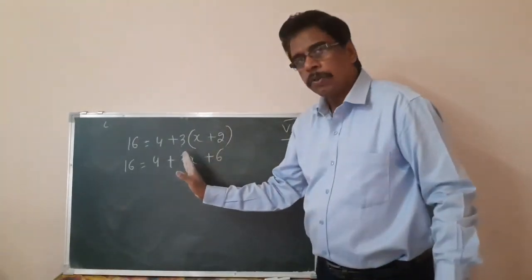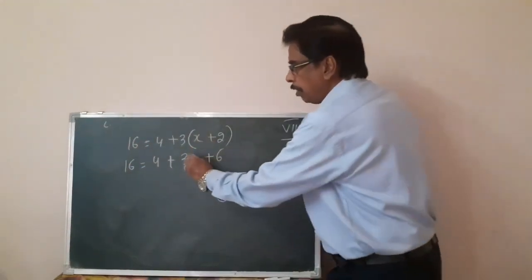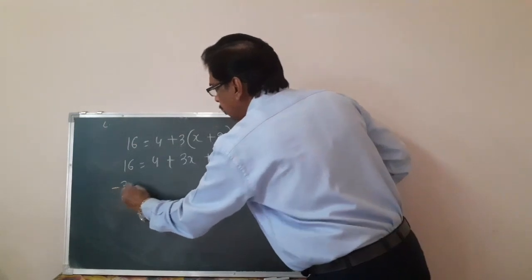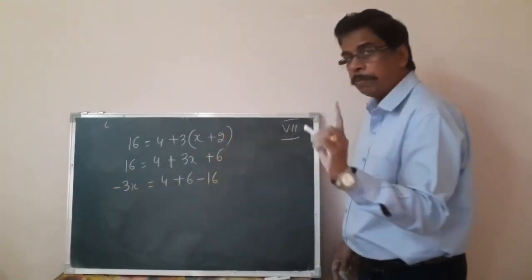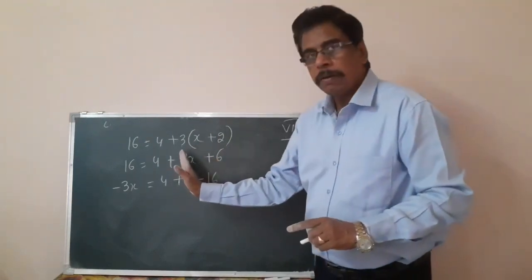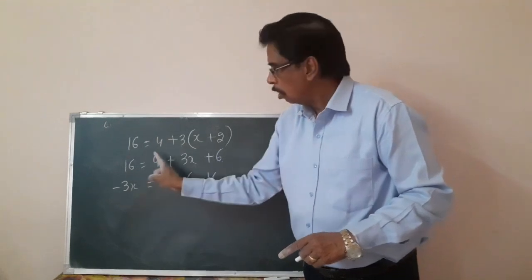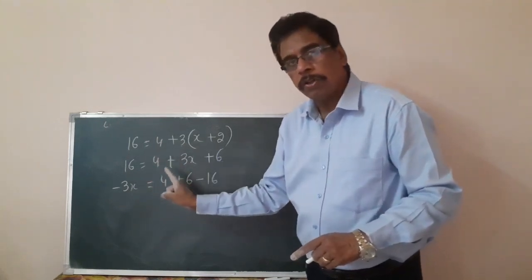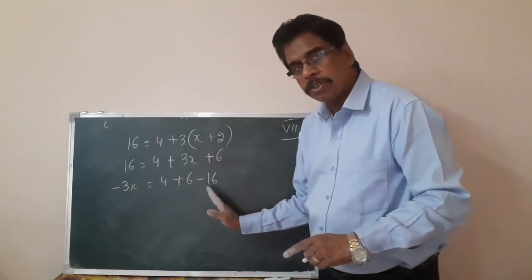X term, you can keep it on the left hand side, all the numbers on the right hand side. So plus 3x, bring it this side, becomes minus 3x is equal to 4 plus 6 minus 16. I hope it's clear. The variable, bring it on the left hand side. So plus 3x becomes minus 3x. 4 is the constant, already on the right hand side, let it be as it is. Plus 6 is on the right hand side, let it be as it is.